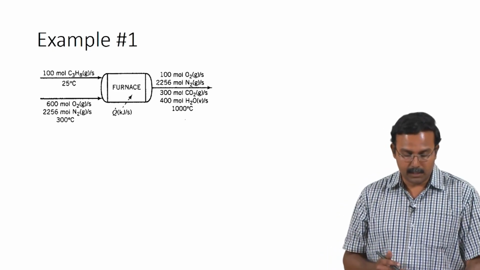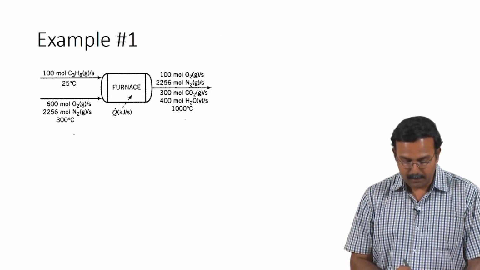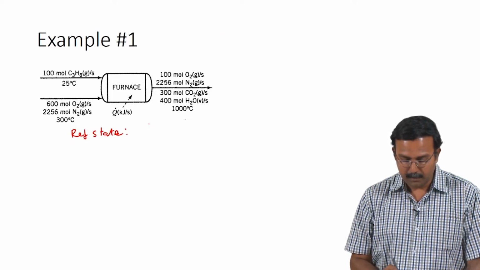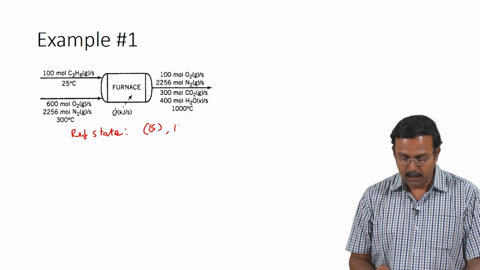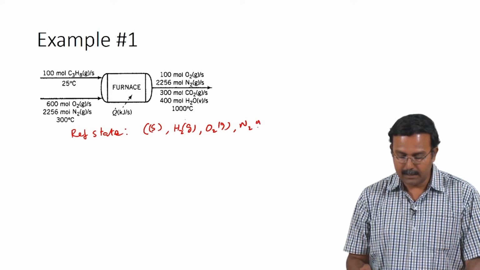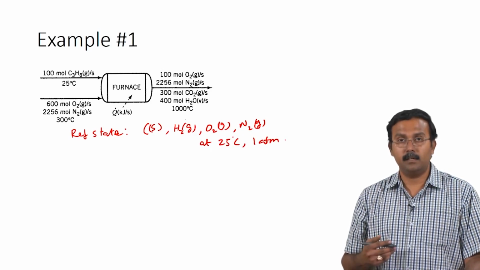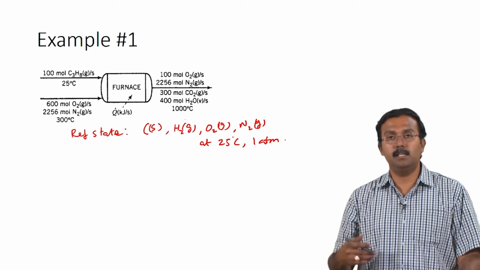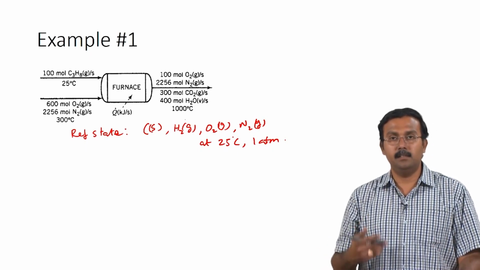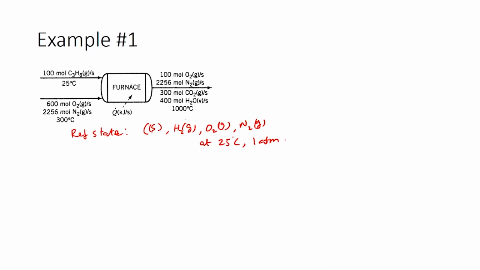So, taking that into consideration, let us now build the enthalpy table with the appropriate reference states. So, the reference states would be carbon solid, hydrogen gas, oxygen gas and nitrogen gas, all at 25 degrees Celsius and 1 atmosphere, because these are the elemental forms which would be used in the heat of formation method, and these are the compounds. This would be the reference state where we can actually use the standard heat of formation which can be obtained from tables.